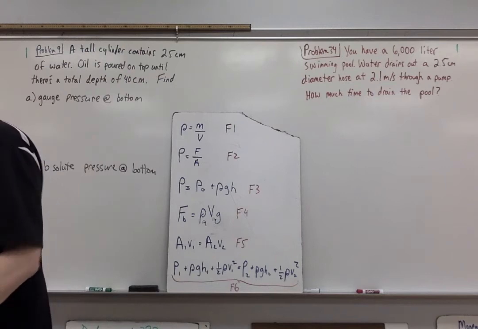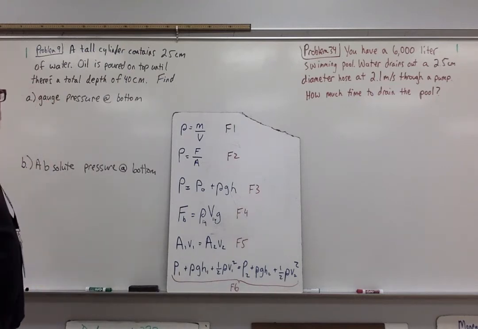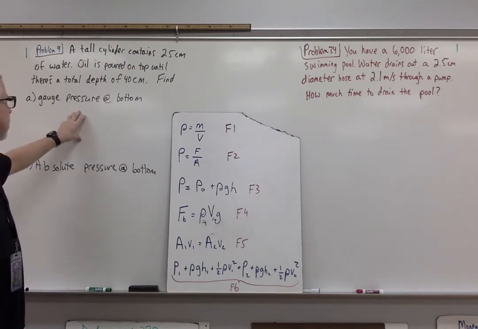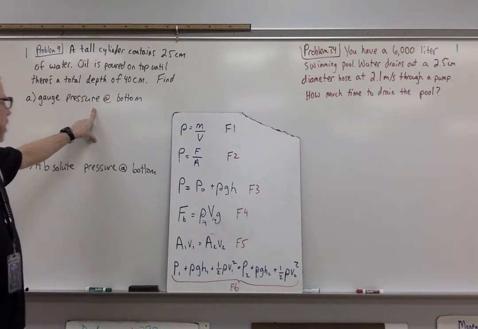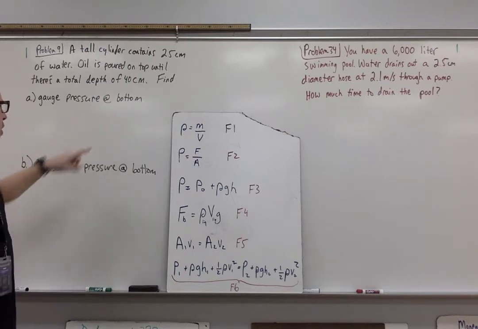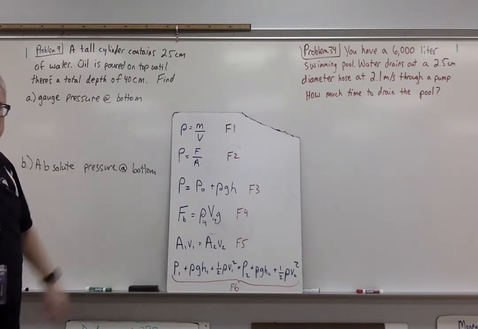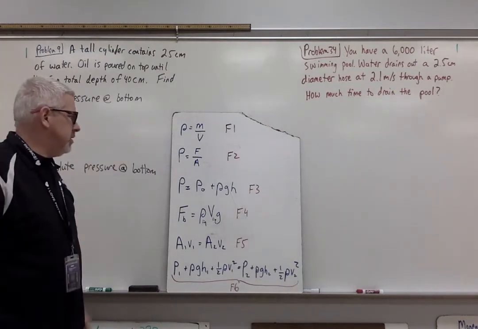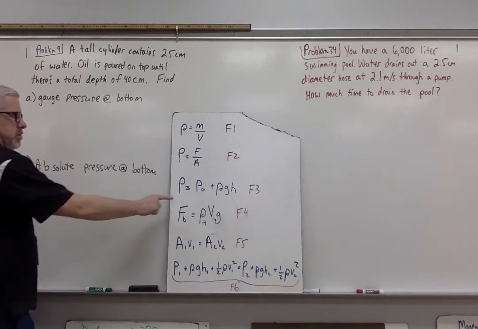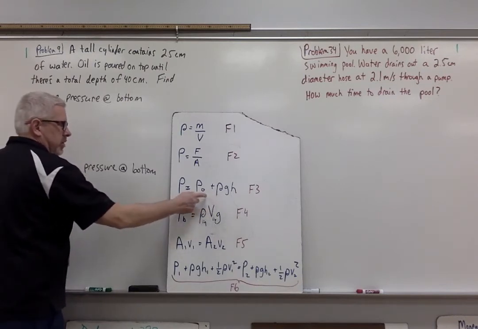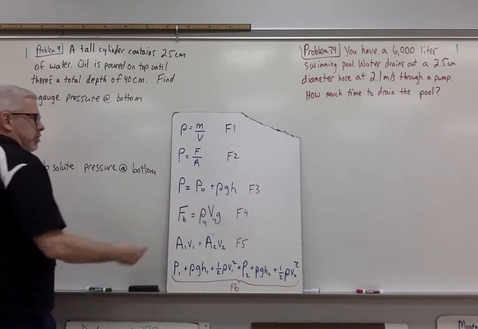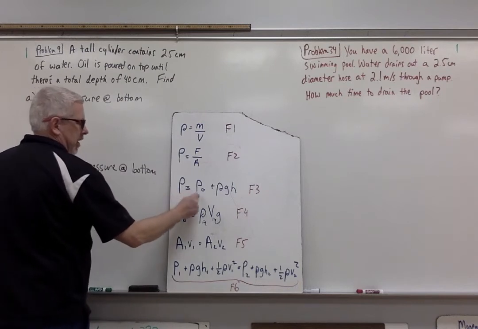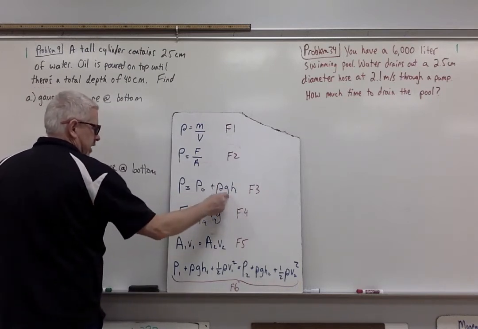So over here, what we've got is a tall cylinder, so think of it like a graduated cylinder, containing 25 centimeters of water. Oil is then poured on top until there's a total depth of 40 centimeters. You want to find A, the gauge pressure at the bottom of the cylinder, and B, the absolute pressure at the bottom of the cylinder. Now to know this, we're going to have to use some of these formulas. This one in particular is the one that's going to be important. So this is the absolute pressure, atmospheric pressure, and then this would be the gauge pressure.